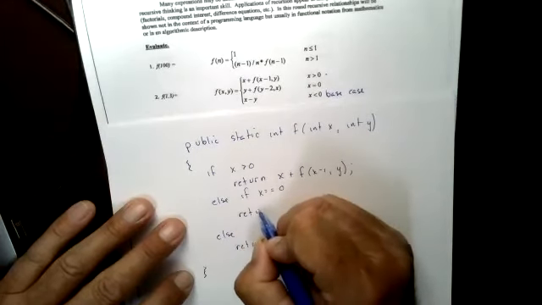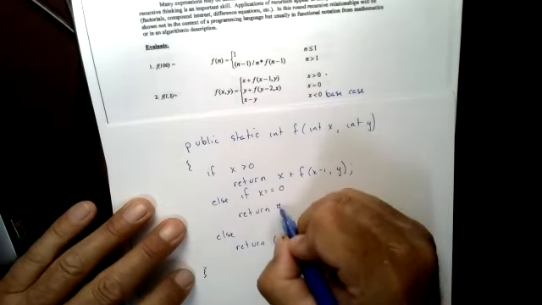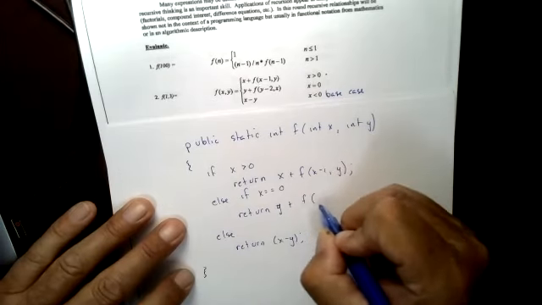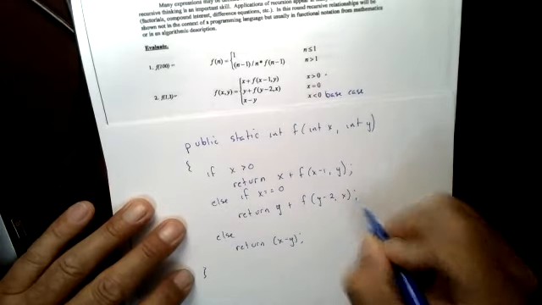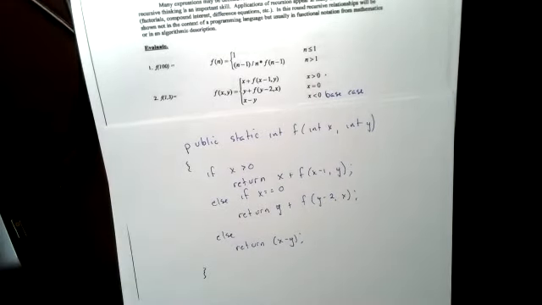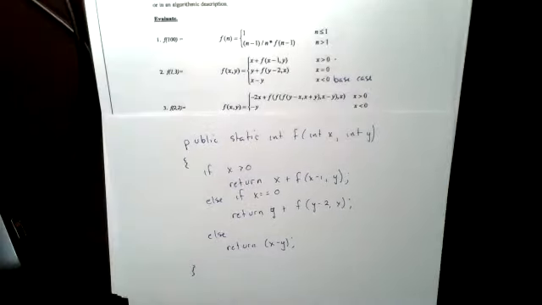And return... I don't know why I put an equals there. Y plus f of y minus 2 comma x. Okay. Cool. Yay, let's do another one.